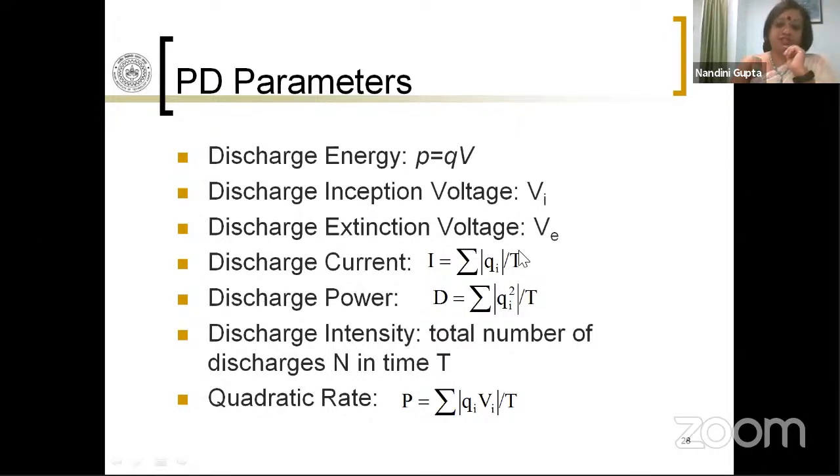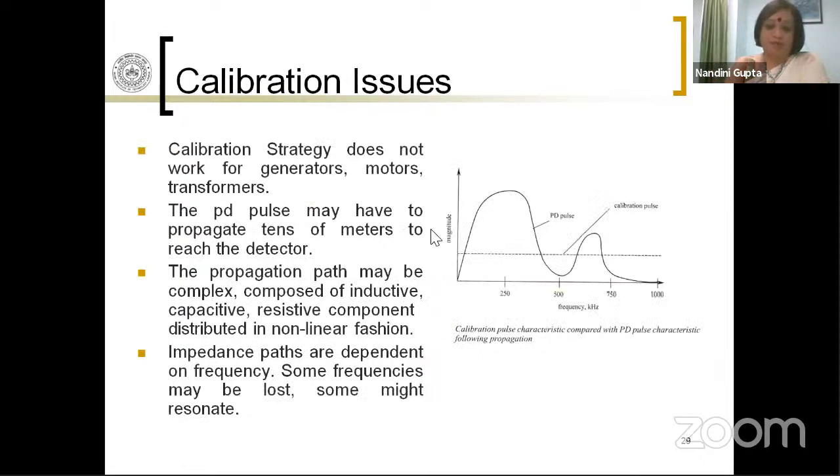You might measure the discharge current. I is equal to summation Qi by T. That is your total charge. Discharge power can be measured as I square T. Discharge intensity is the total number of discharges N in time T. Here, I'm not talking about N in a particular phase, but over a particular time T, how many discharges you see. That is measured as discharge intensity, quadratic rate. So there are various parameters that can be measured and can give us useful information.